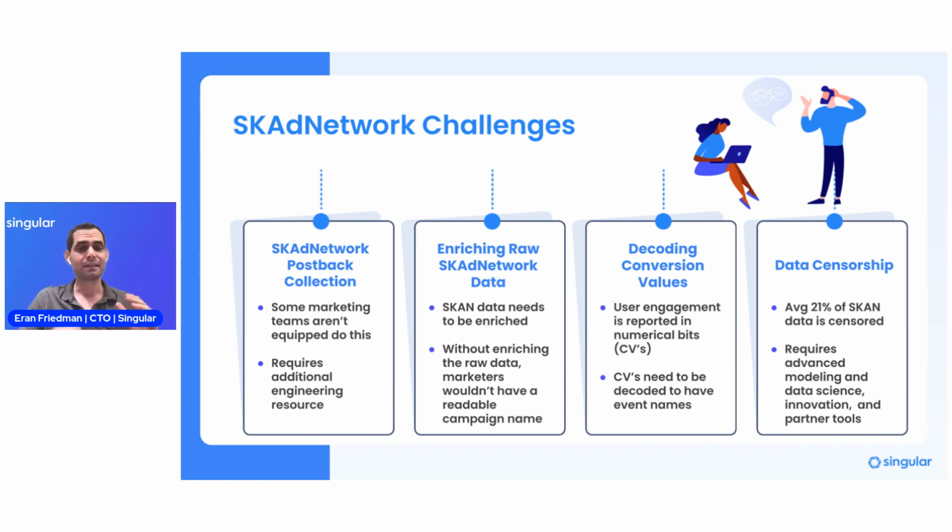And lastly, there's what we mentioned at the end of privacy thresholds. Apple basically anonymizes part of the data and censors the data, so it would be difficult to understand exactly what users generated what. So basically, on average, 21% of the SKAN data is censored. You can't even see their data properly. So there's more things that you can do in terms of data science, modeling on top, to uncover what is the censored information. So bottom line, all of these challenges revolve around data challenges.